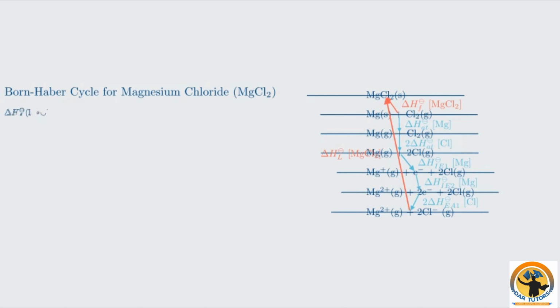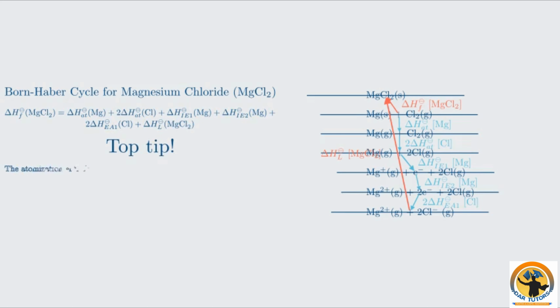The overall equation, based on Hess's law, is the sum of the enthalpy of formation and lattice enthalpy on the direct path, equal to the sum of all the individual steps on the indirect path. A common tip: the atomization enthalpy of a diatomic element like chlorine is half its bond enthalpy. If you're only given the bond enthalpy, remember to divide it by 2.